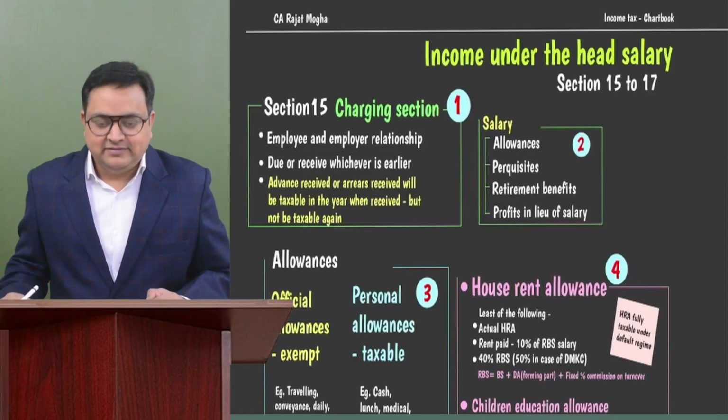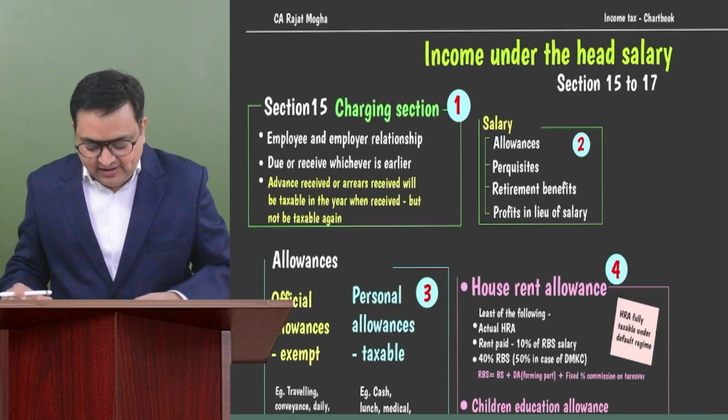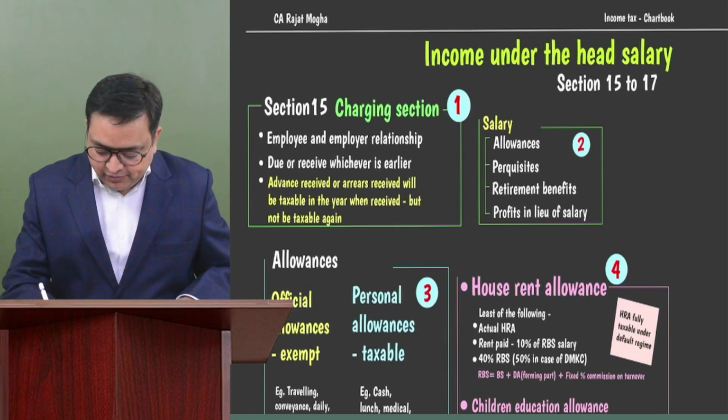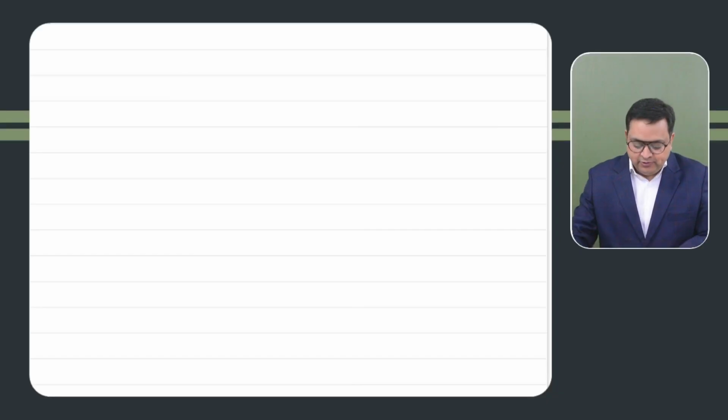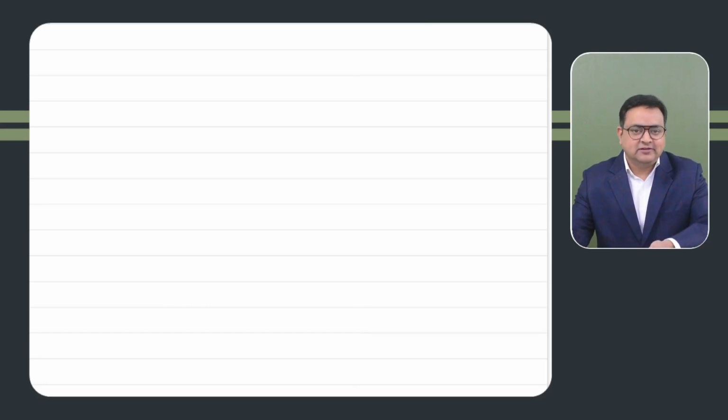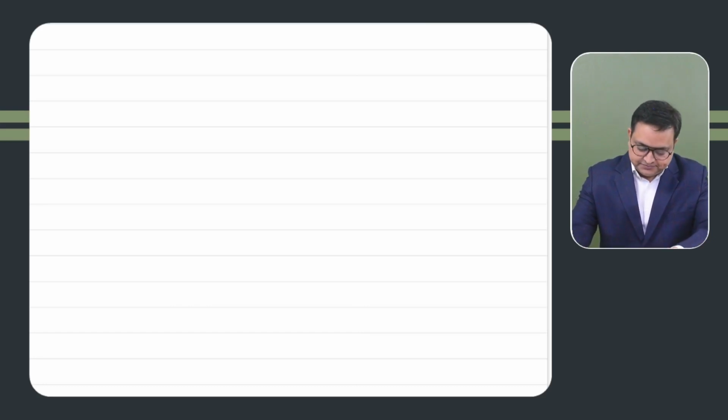Next chapter is salary. The salary chapter is quite easy and also important from the examination point of view. Whenever you get a question on salary, what you need to do is just make a list of all the things which you are getting. There are only three sections in salary: section 15, 16, and 17.